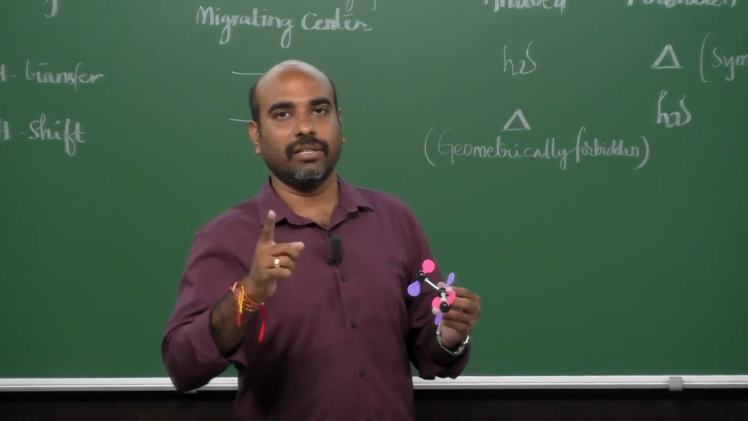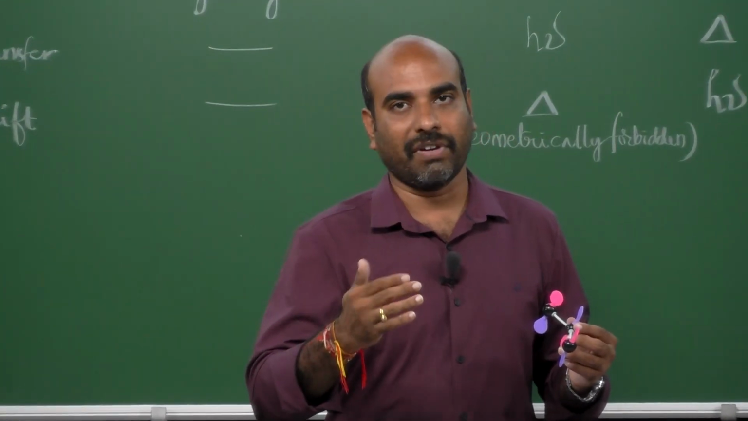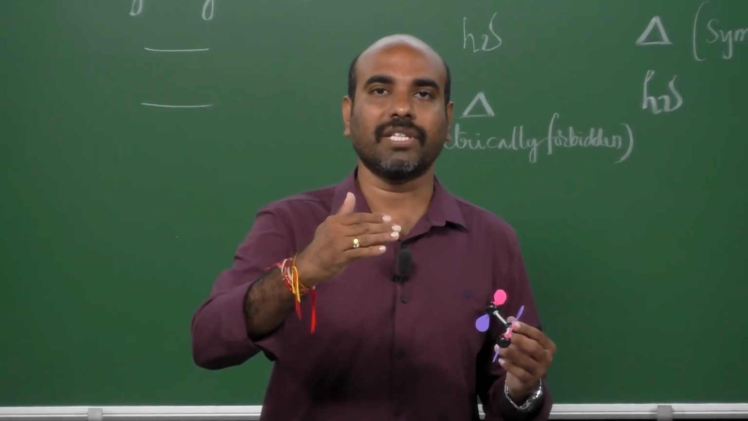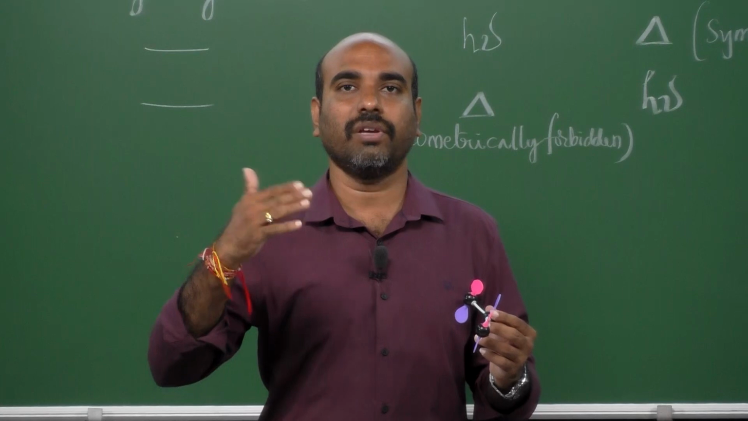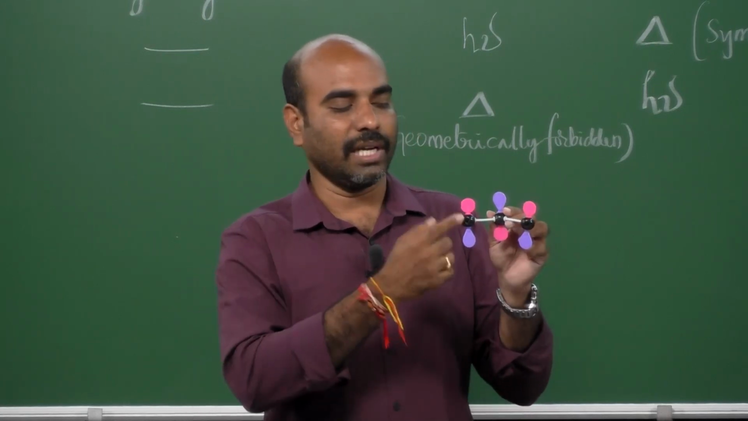So psi3 becomes the HOMO because the HOMO should be selected from the first excited state. Under first excited state conditions, one electron from the psi2 will move to the psi3. So therefore psi3 becomes the HOMO for photochemical conditions. So you can see here.